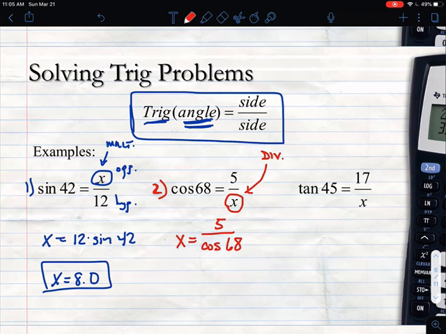And so again, for most of you, you can type it in exactly like you say it. You're going to say 5 divided by cosine of 68. And then when you hit enter, you're going to get a result of 13.3.